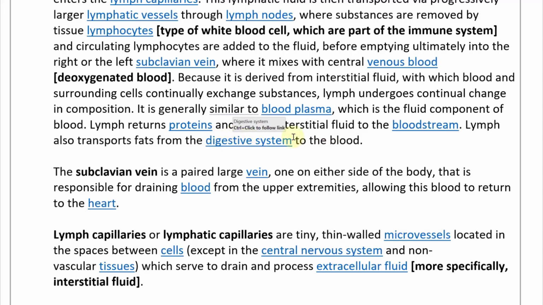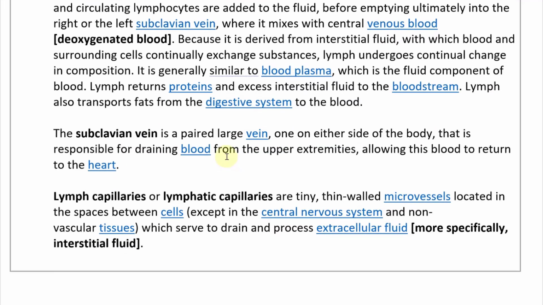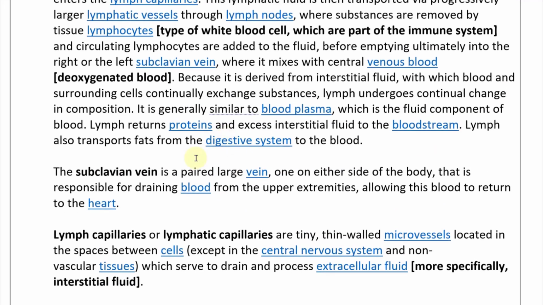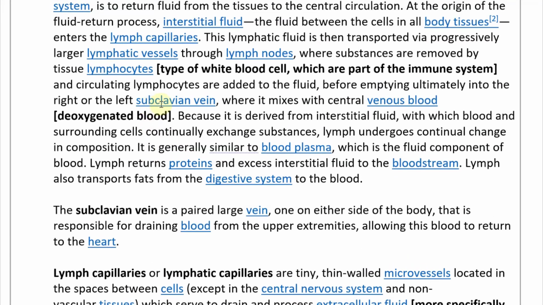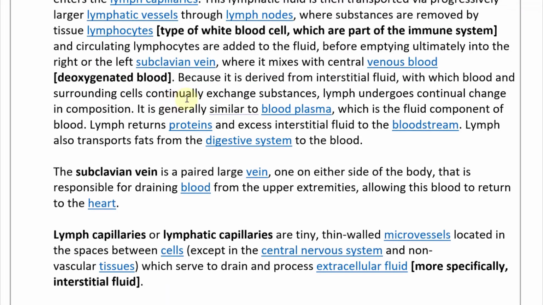So it pretty much has a lot of very important roles that assist with the closed loop system of the blood flow, bringing all the excess water and other stuff back to the blood. So the subclavian vein, and this is over here, where substances are removed by tissue lymphocytes, and circulating lymphocytes are added to the fluid before emptying ultimately into the right or left subclavian vein.